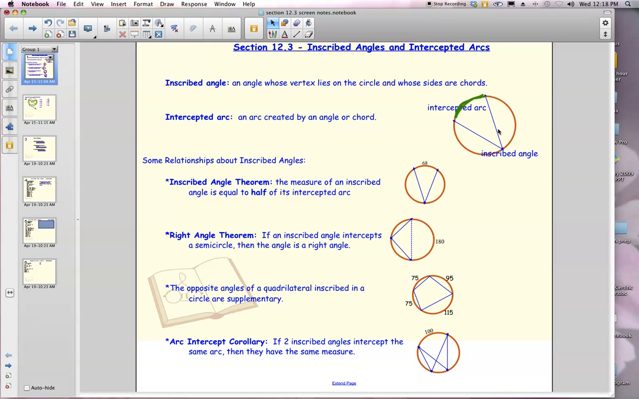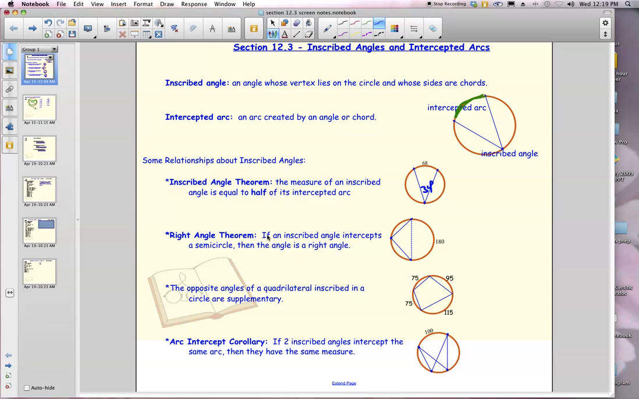Okay, so some relationships that involve inscribed angles and their intercepted arcs. The main one that you need to focus on is that inscribed angles have a relationship with their intercepted arc. The relationship is the measure of the angle is half of the measure of the arc. So you can see here that this intercepted arc is 68, so its inscribed angle would be exactly half of that. So it would be 34 degrees. It works the other way too. If you know what the angle measure is, you just double it, and that gives you what your arc is.